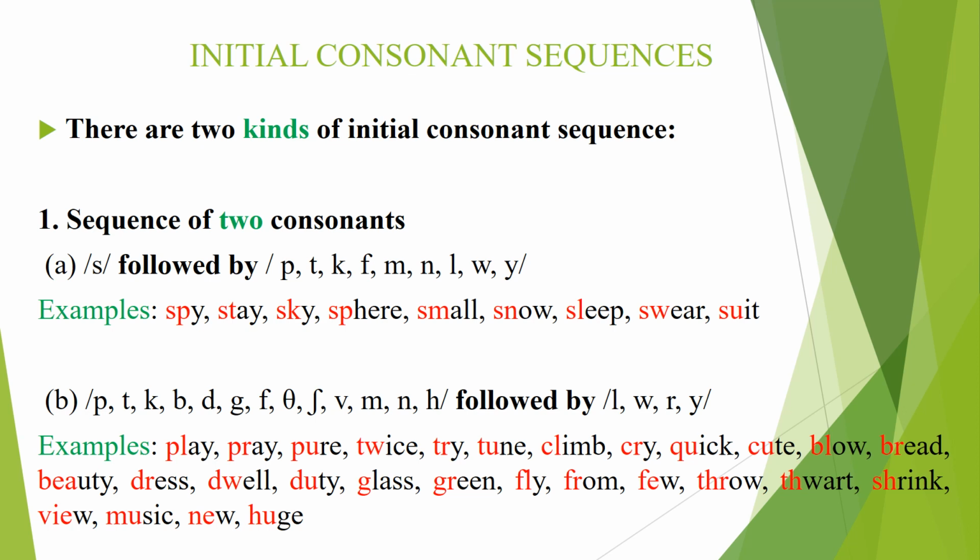I will start with initial consonant sequences. There are two kinds of initial consonant sequences. Number one, sequence of two consonants and sequence of three consonants. Now, the sequence of two consonants comes in two types. Se, followed by pe, as in spy, followed by te, as in stay, followed by ke, as in sky, followed by fe, as in sphere, followed by me, as in small, followed by ne, as in snow, followed by le, as in sleep, followed by wa, as in swear, and followed by ye, as in suit.